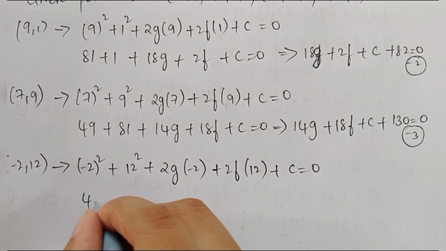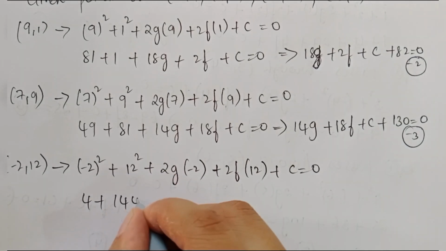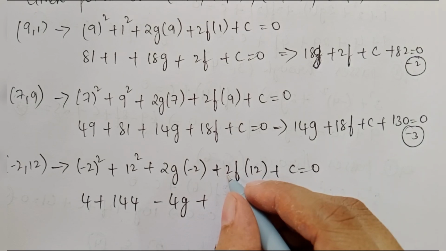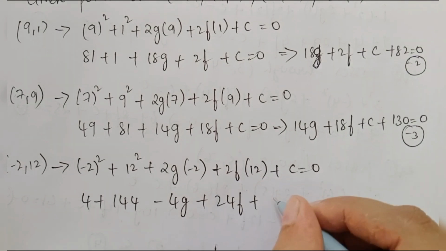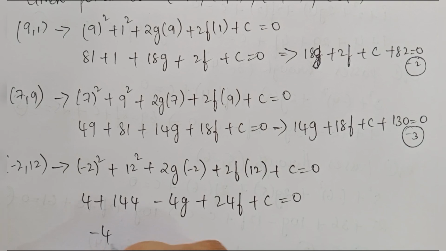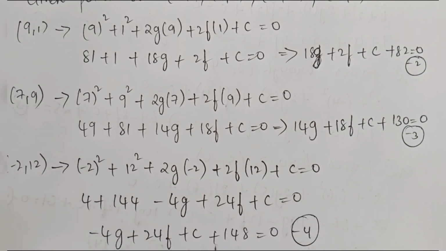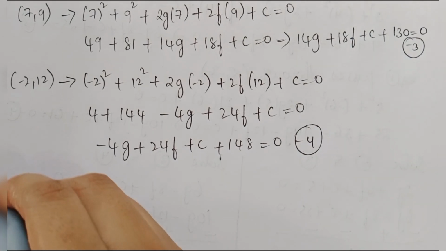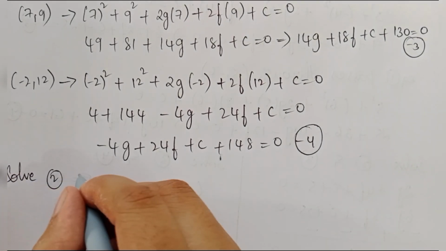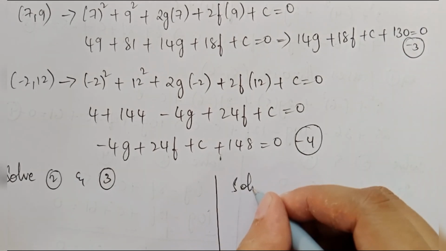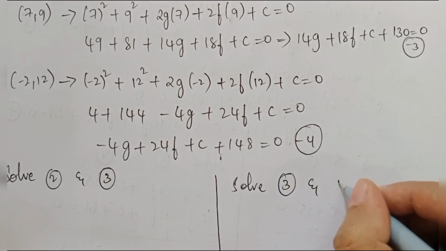So it is 4 plus 12 square is 144, minus 4g plus 12 into 2 is 24f plus c equals 0. So we'll get minus 4g plus 24f plus c plus 144 plus 4 is 148 equal to 0. Take it as equation 4. Now we will solve equation 2 and 3, and also we will solve equation 3 and 4.